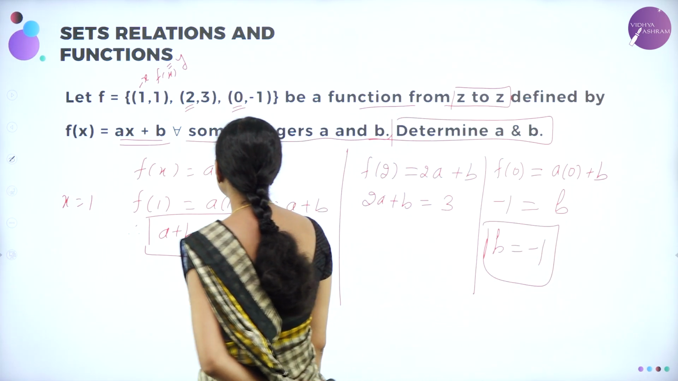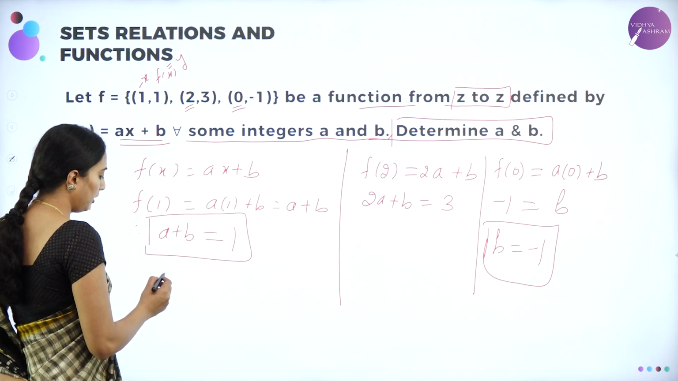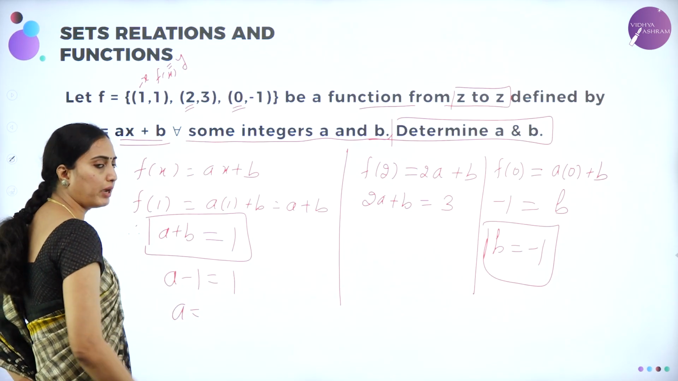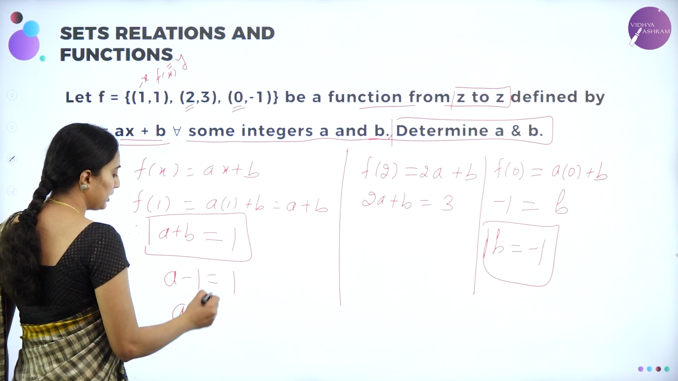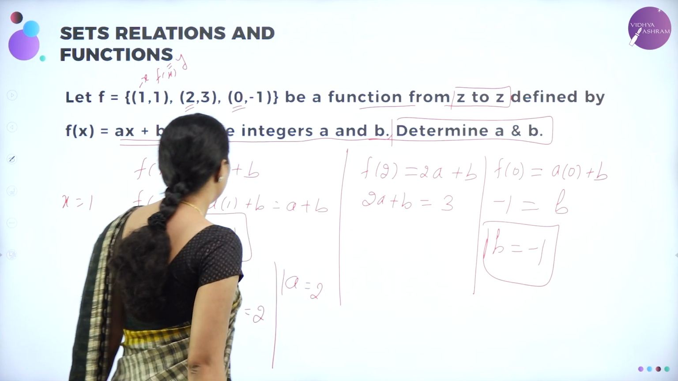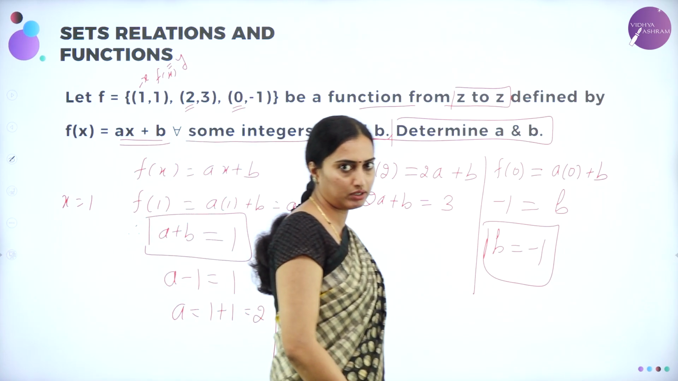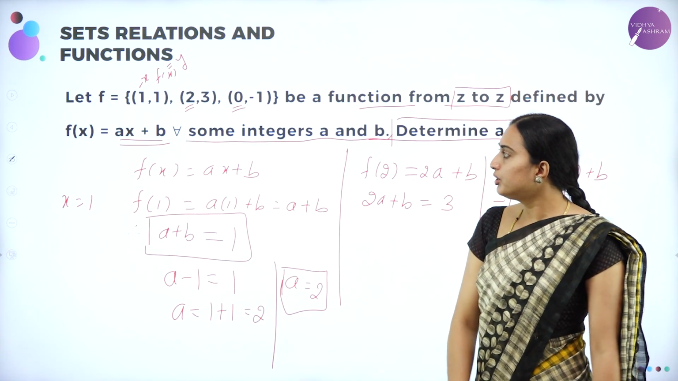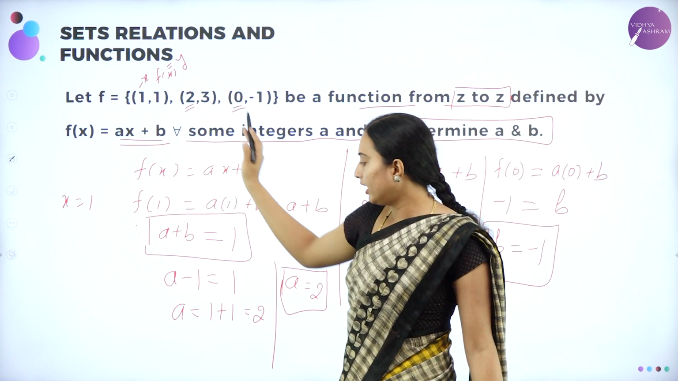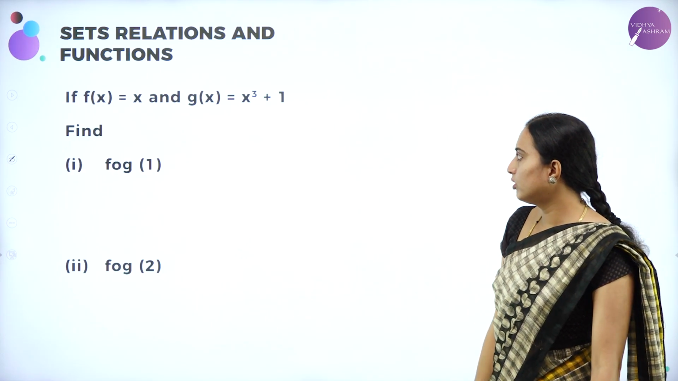If b is equal to minus 1, it is easy to substitute here and find the a value. So a minus 1 is equal to 1. Therefore, a is equal to, taking minus 1 to the right hand side, it becomes plus 1, so 1 plus 1, which is nothing but 2. a is equal to 2. Therefore, a is equal to 2 and b is equal to minus 1. Isn't it, dears? According to this procedure, substitute the given values and find the values of a and b. That's it. We'll move on to the next question.